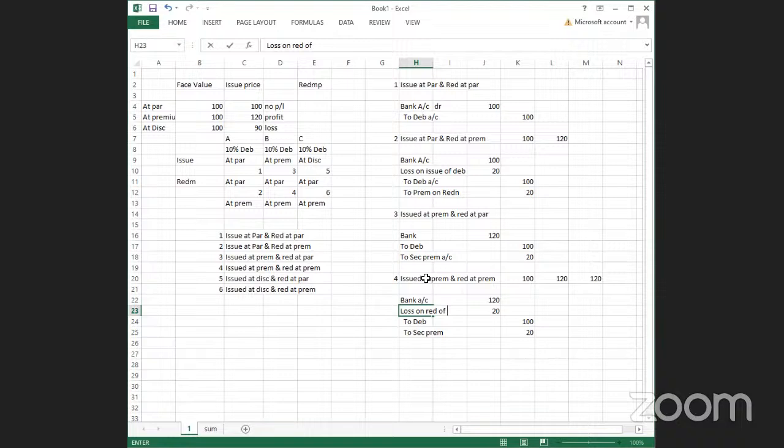To segregate these two accounts, I am writing loss on debenture 20, and a liability has to be created for that 20 rupees extra to be paid, to premium on redemption, 20 rupees. So your entry tallies now. Is this clear, students? I hope this is clear. Now next entry, fifth one.